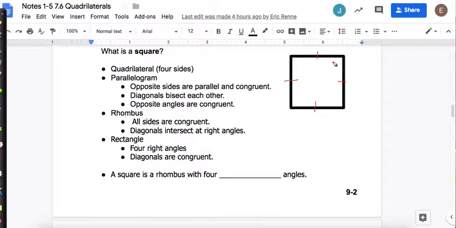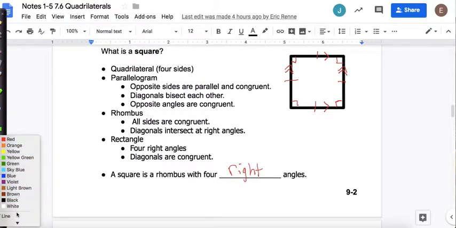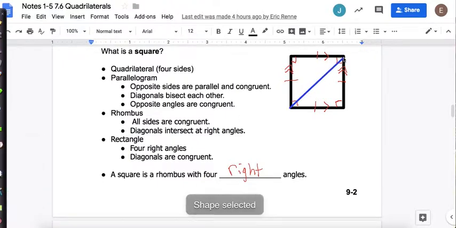The diagonals intersect at right angles. We'll draw that in later. It has 4 right angles, so let's put that in there. And the diagonals are congruent. So a square is a rhombus with 4 right angles. I forgot to draw the parallel, so let's say this side is parallel to this side because opposite sides are parallel. And this side, double arrow, is parallel to this side. And now let's draw our bisecting line in here. And they are congruent and they form right angles.